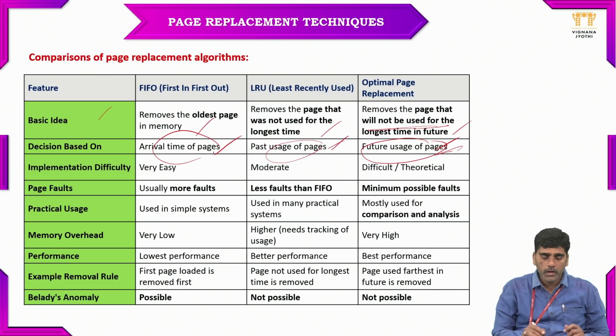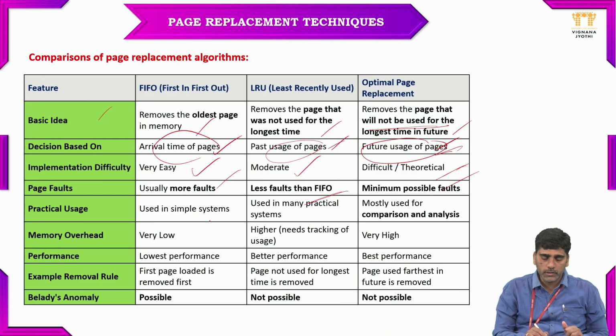And for implementation difficulty, first in first out is very easy to implement, but it does not minimize the page faults, right? LRU is moderate, and optimal page replacement is difficult. For the number of page faults, usually first in first out gives more page faults, LRU gives fewer faults than first in first out, and optimal gives the minimum possible faults.